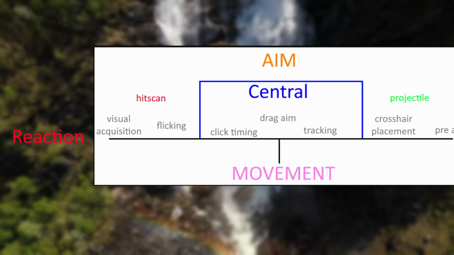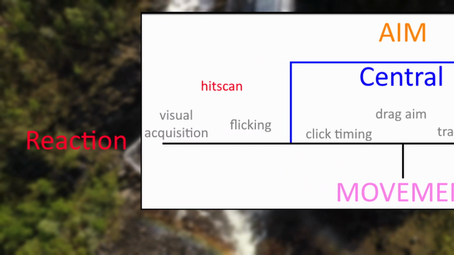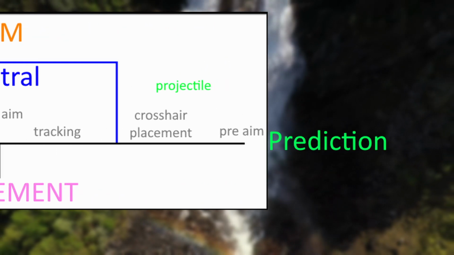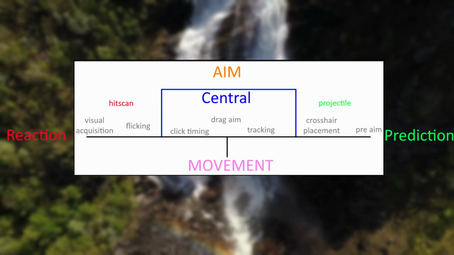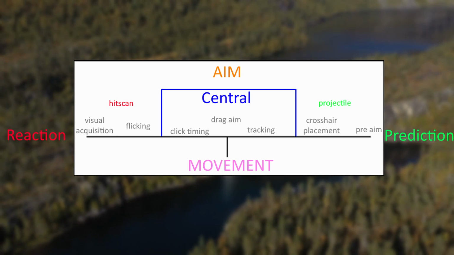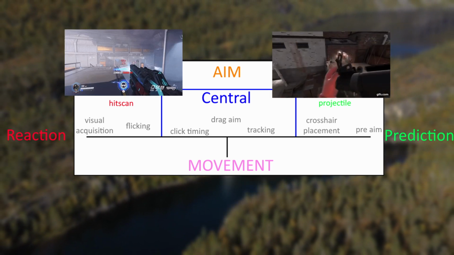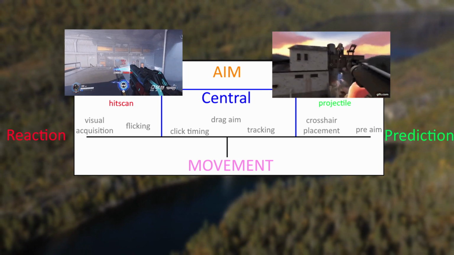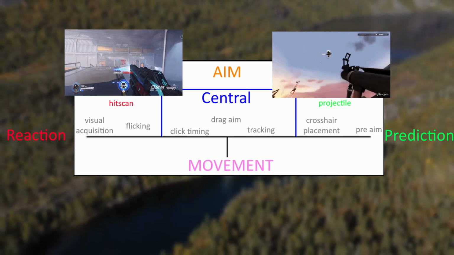To do this, I devised the gradient of techniques. On the left you have reaction, and on the right you have prediction. All techniques and aim styles fall along these two opposites. For example, hit scan is predominantly reaction-based, whereas projectiles are predominantly prediction-based.